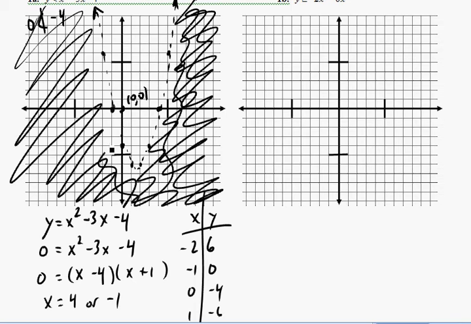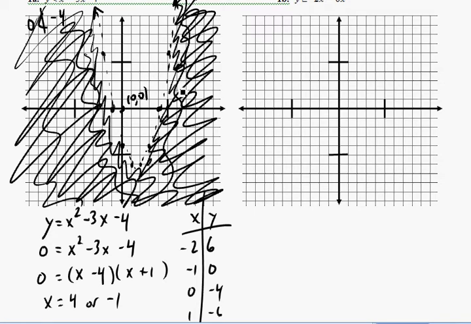So, the graph of our inequality is an entire shaded region, and it's all of the points outside of this parabola. Now, let's take a look at 1b. Why don't you go ahead and pause the video and give it a try yourself. So, I hope you've given this a try.